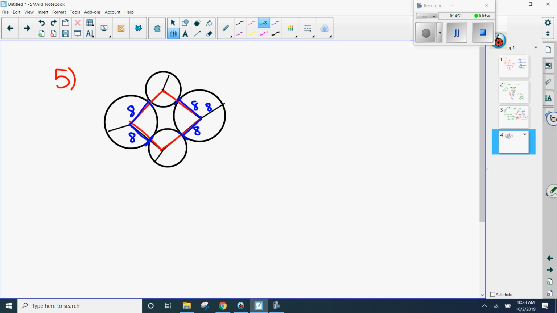The radius of that top circle is 6. So of course this piece is 6, that piece is 6. And then down here I know that this piece is 5, I think, right? And that piece is 5.